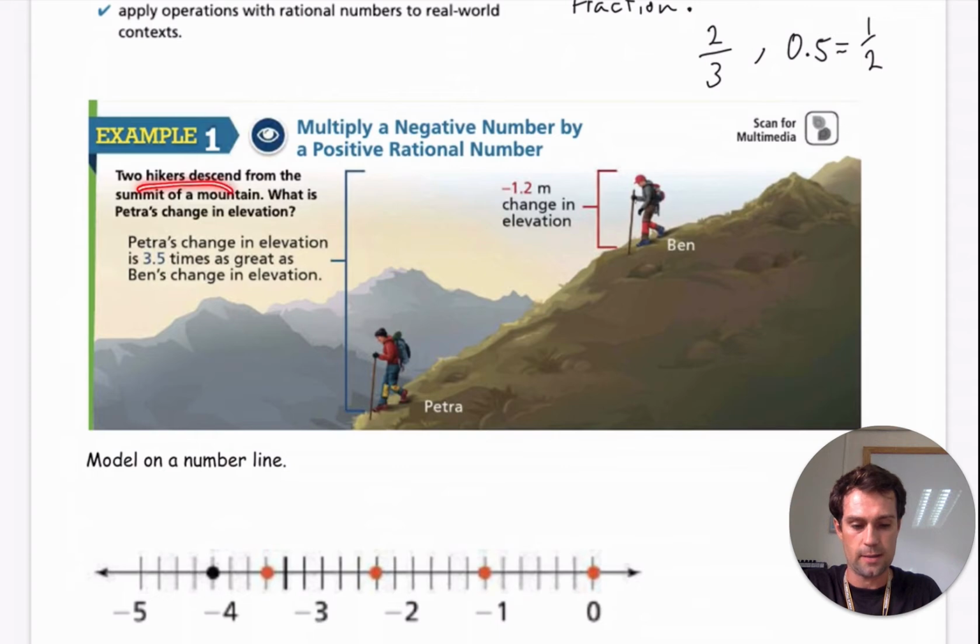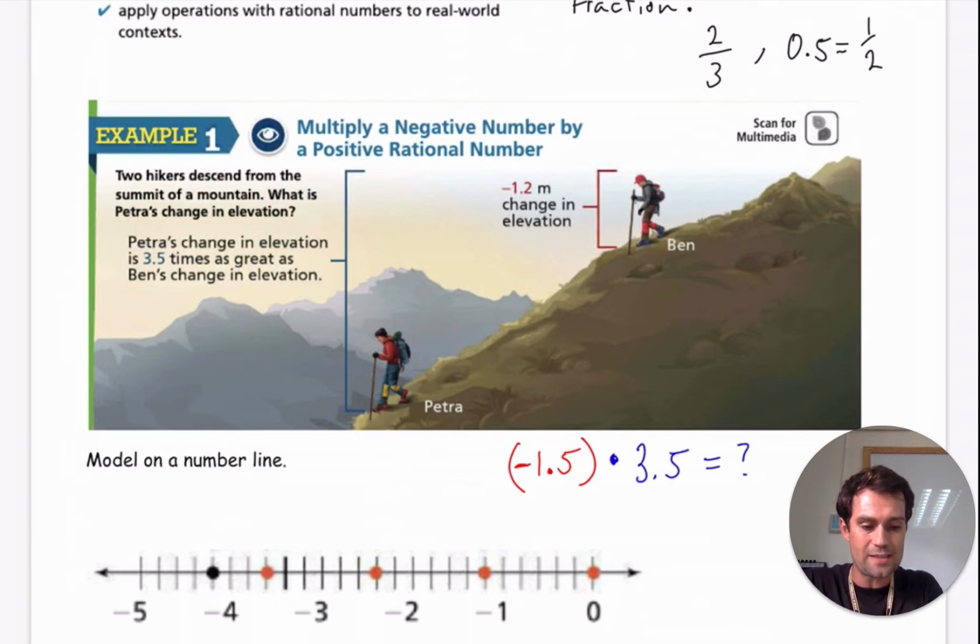Two hikers descend from the summit of a mountain. What is Petra's change in elevation? So Petra is right here. Petra's change in elevation is 3.5 times as great as Ben's change in elevation. So we know Ben's elevation is changing at negative 1.5, and Petra's is 3.5 times that, so times 3.5. So what is that equal to?